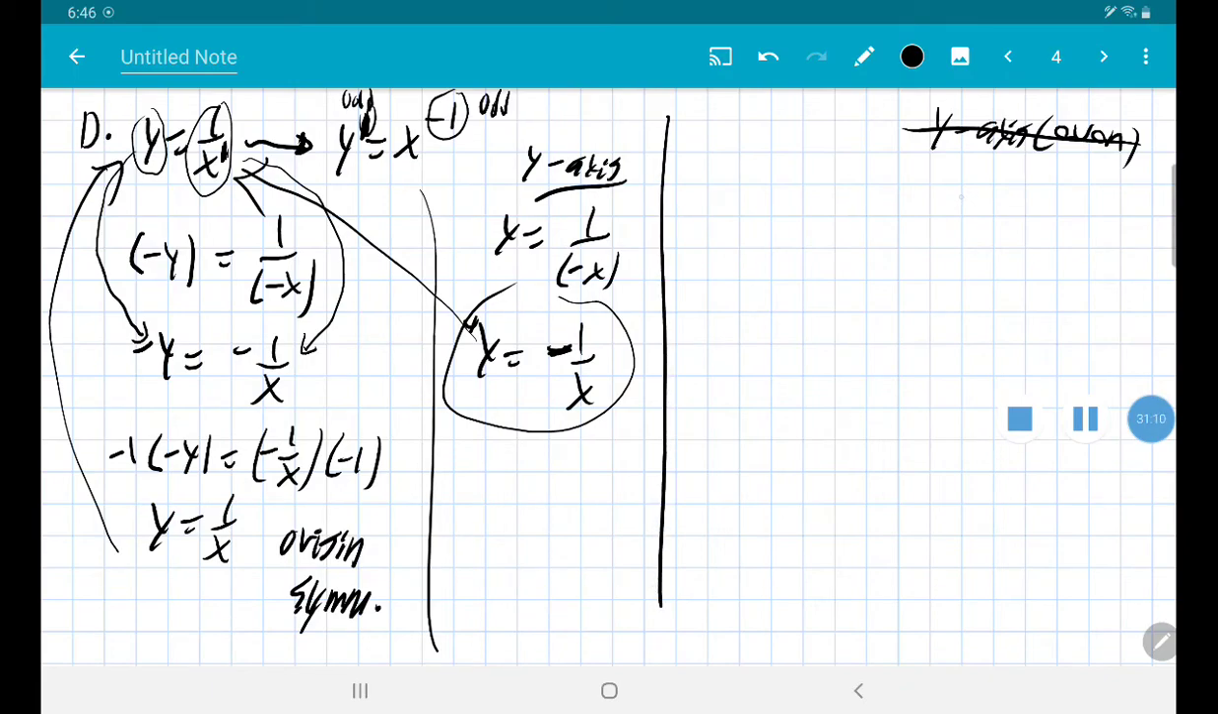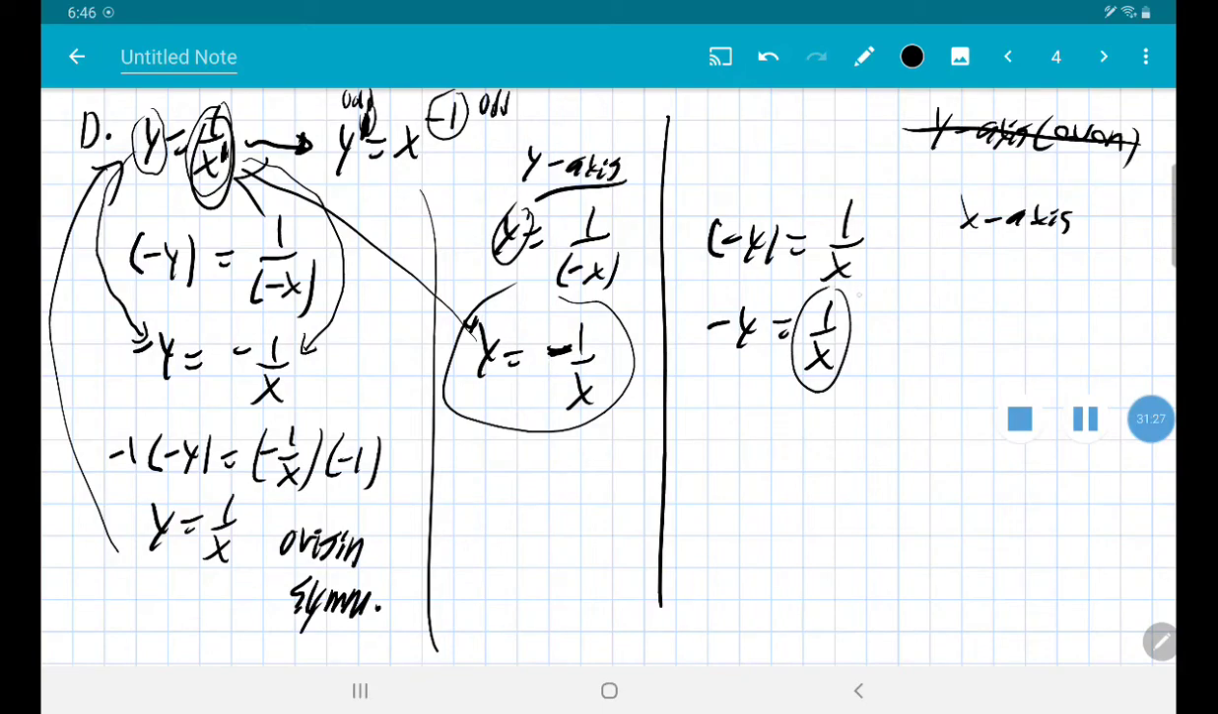And then if you wanted to test for x-axis, that's where I would replace the y with the negative y and leave the 1 over x from the original problem alone. Gives me negative y equals 1 over x. These signs didn't change. These signs did. Some changed, some did not. Nope. So I know the only symmetry we have here is origin.